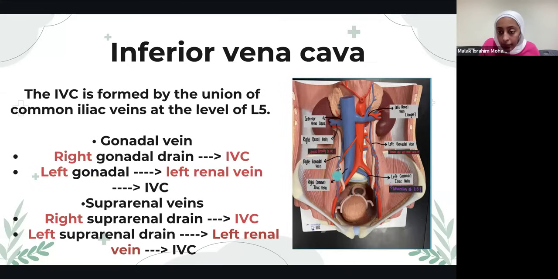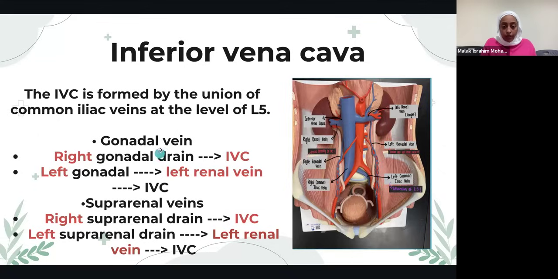Looking at the right, you'll see that it drains into the inferior vena cava. While if you look at the left, it will drain into the left renal vein, and then the left renal vein will drain into the inferior vena cava. And this is really, really important. 100% they ask you this, because they usually like to ask about the things that are not common, the things that stand out. And this definitely stands out because any vein should drain into the inferior vena cava. However, the left gonadal vein will drain into your left renal vein, and then the left renal vein will drain into the inferior vena cava.